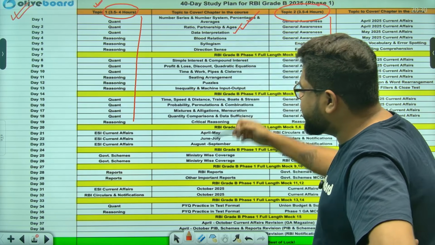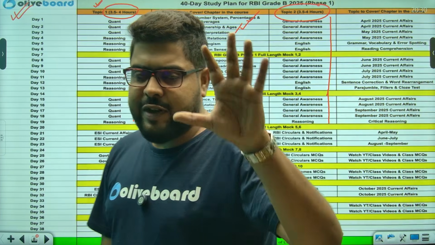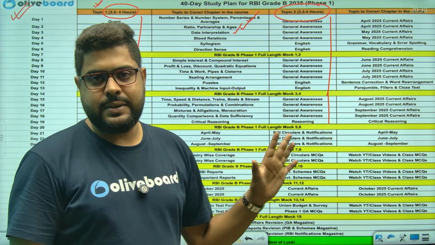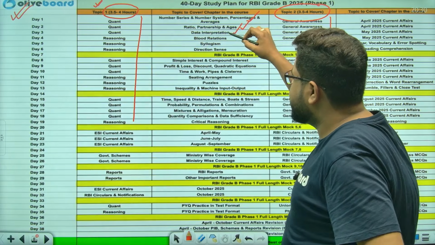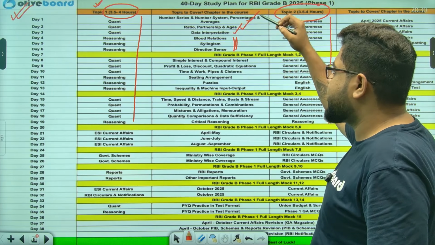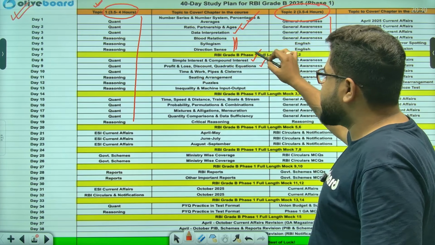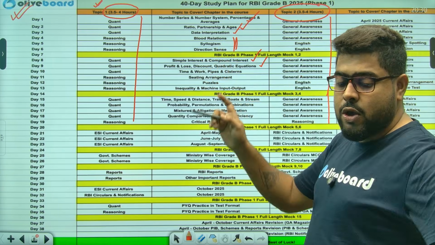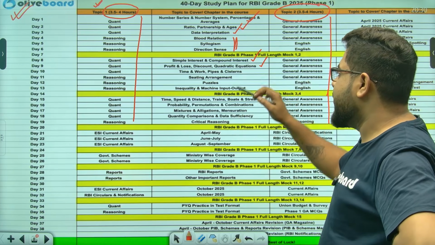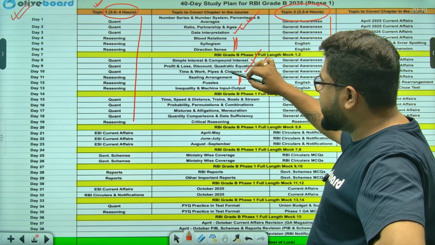You see, data interpretation will repeat multiple times, because I told you more than 50% of your questions you can expect from DI, data interpretation. Now again, the reasoning topics: blood relation, logs, and definitely direction sense. Coming back to this, then interest, simple and compound, profit and loss, along with that quadratic. Quadratic का basic alpha beta questions also come. Now, pipe and cistern, time and work. Again, second week's seating arrangement, puzzles and this.